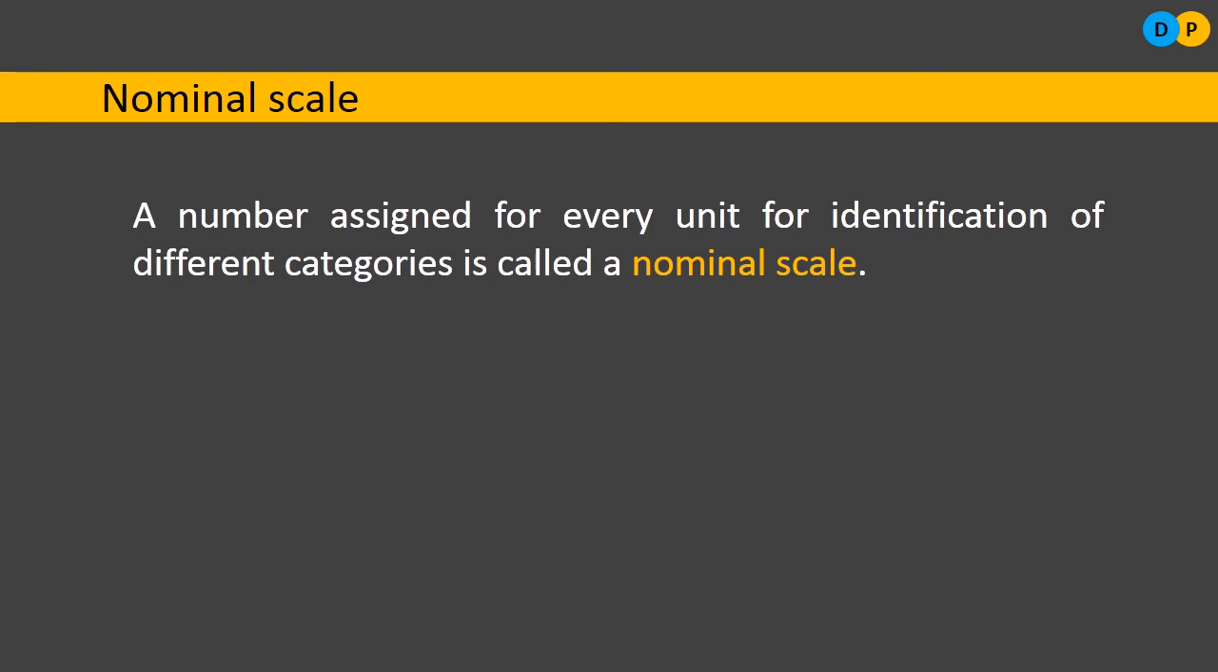Here within a population or within the sample there are too many units. For all these units, just for identification's sake, we will be giving them a number. If that is the case, then such a thing is referred to as a nominal scale. A number assigned for every unit for identification of different categories is called a nominal scale.